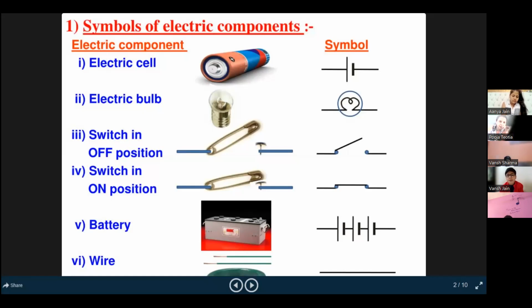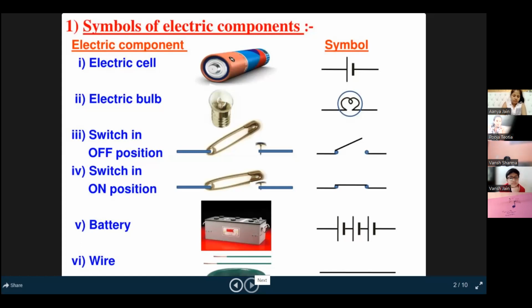Next is battery. Battery means a double or triple of the cell. If we are saying a battery of two cells, then we draw the symbols of these two cells. Now here, what is there? 1, 2, 3. It means this is a battery of 3 cells. In this battery, how many cells are there? 3 cells are there. Okay. Next, wire. For wire, what will we do? We will draw a simple single line. A single line for the wire. So I want each one of you to practice drawing these symbols.